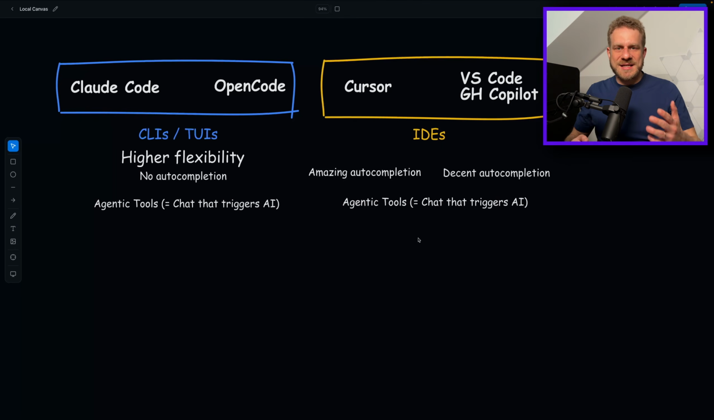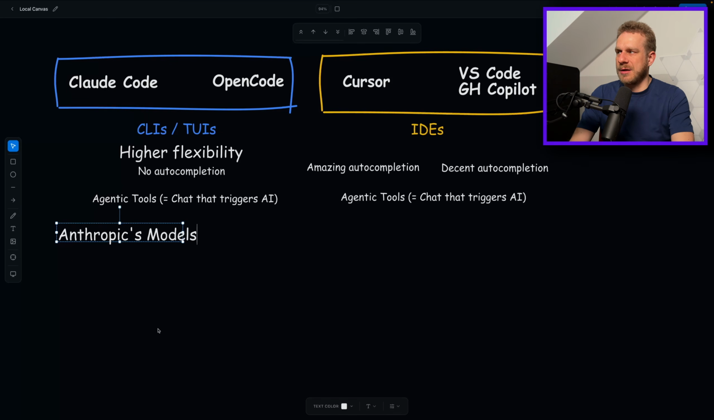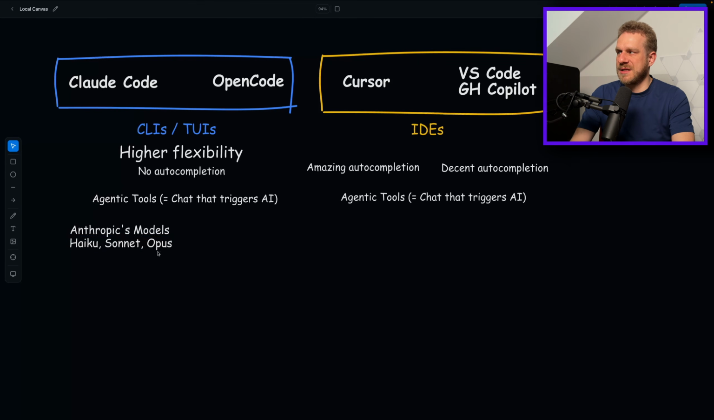Now, of course, since they are AI agents in the end, or since they are about agentic engineering, one of the questions that matters the most is which AI models are supported by these different tools. And here, for Claude Code, that is essentially Anthropic's models, so talking Haiku, Sonnet, and of course Opus there.